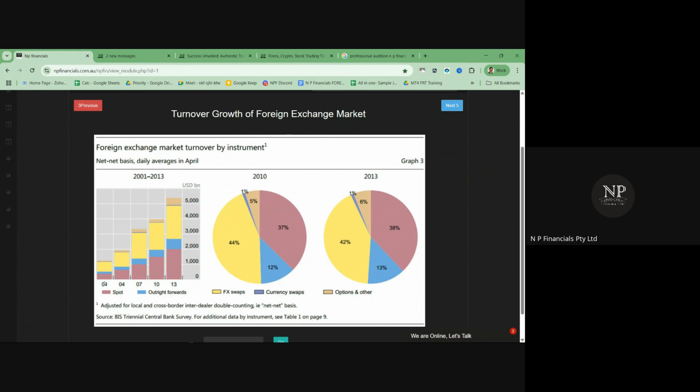If you see the growth of spot market, this is in USD billion, from 500 billion to 2000 billion in 13 years. Now it has gone up to 4,000 billion. That means 4 trillion. The growth of spot market is humongous. And that is why we'll be trading spot market through CFDs.